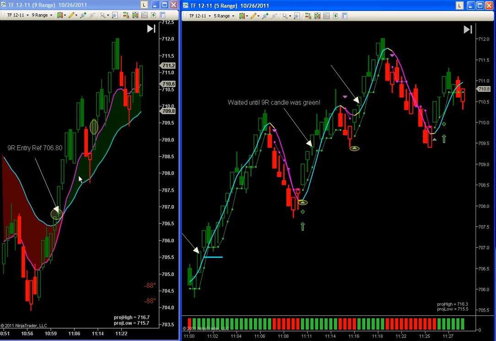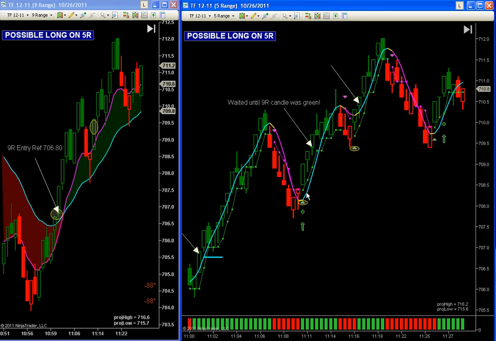Why? Because looking at the 9 range, we have red candles. We have 2 red candles, so we need to let it settle. And this one in the yellow ellipse was red most of the time, occasionally green, but red most of the time. Only upon closing that it confirmed to be green. And the entry reference, or the closing of this candle, is 709.5.